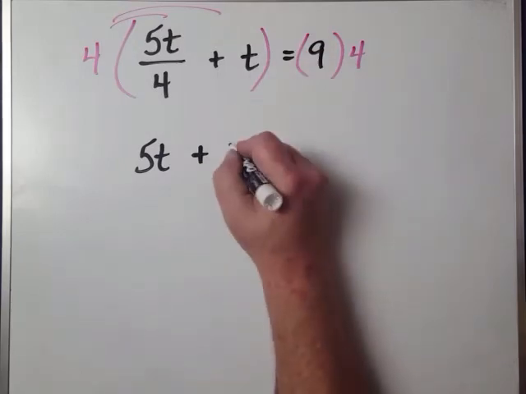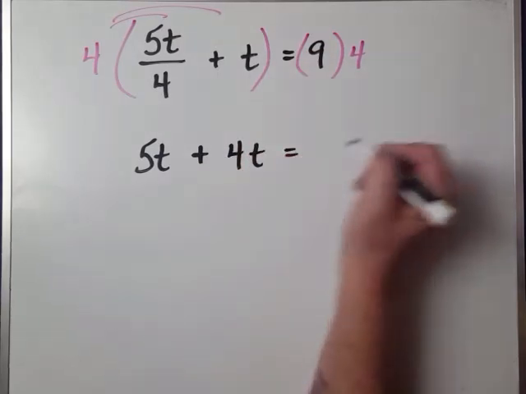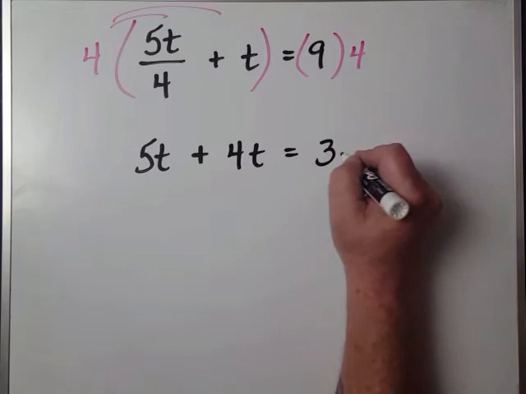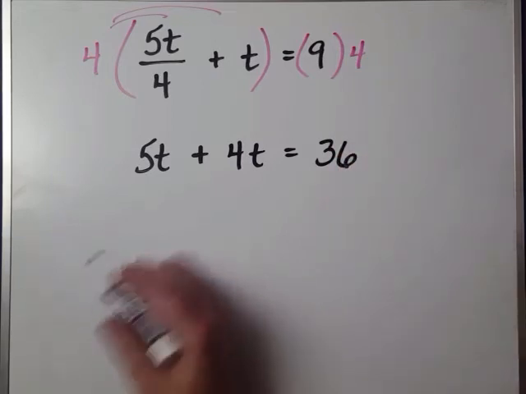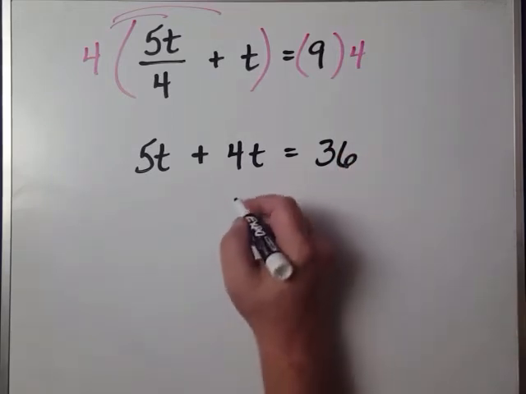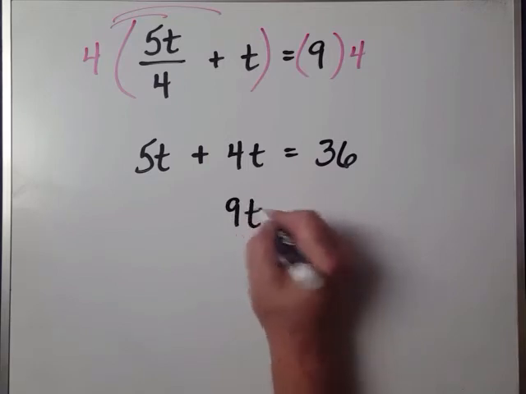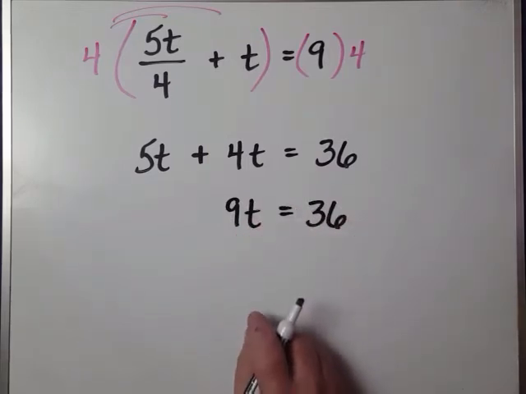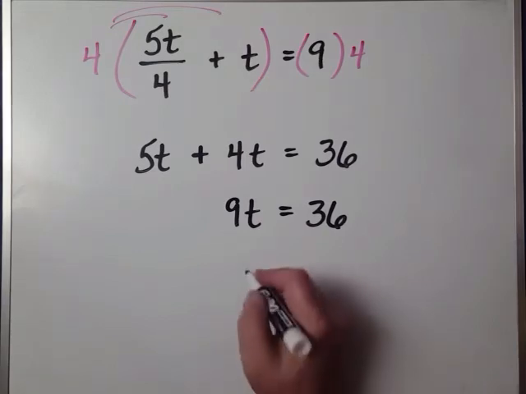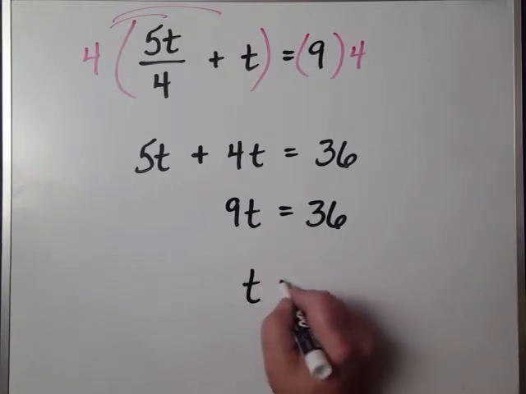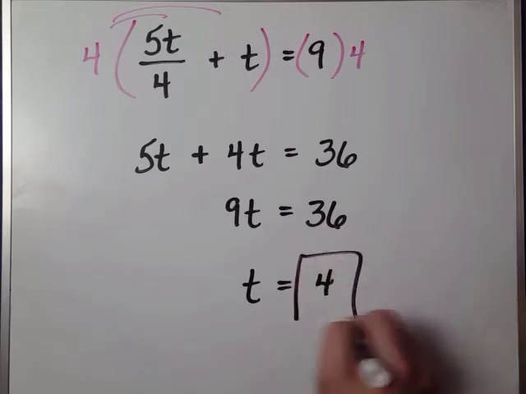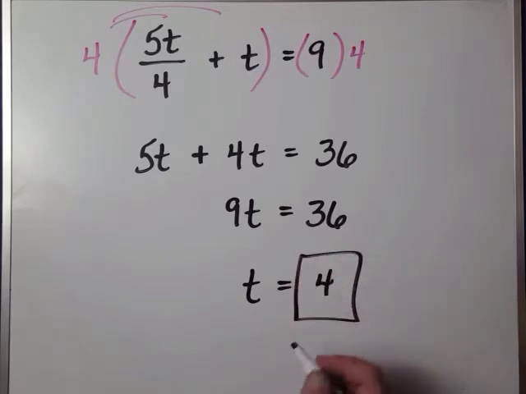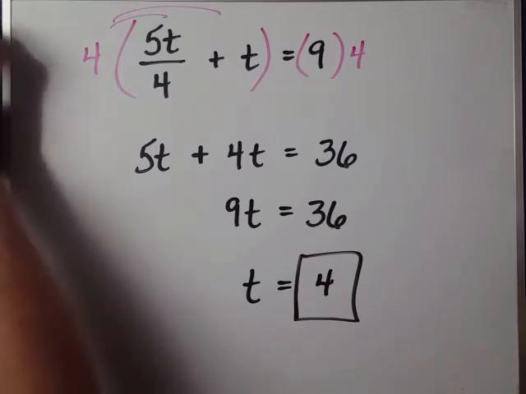4 times t, well, simply 4t, and equals 9 times 4 is 36. The fractions are gone, and we'll finish this off as we would any simple linear equation. Simplify here on the left-hand side, combining like terms, and divide both sides by 9 to find that t is 4. And again, I'm going to insist, let's check our answer.